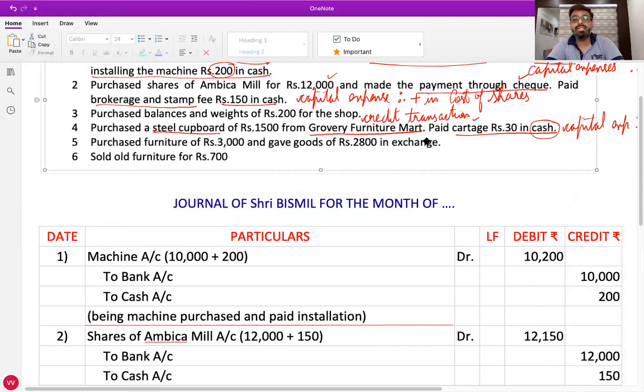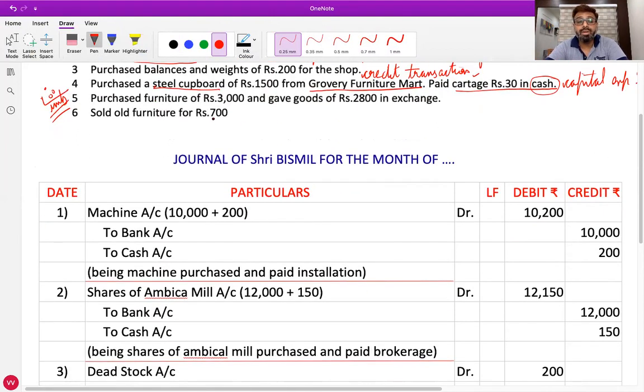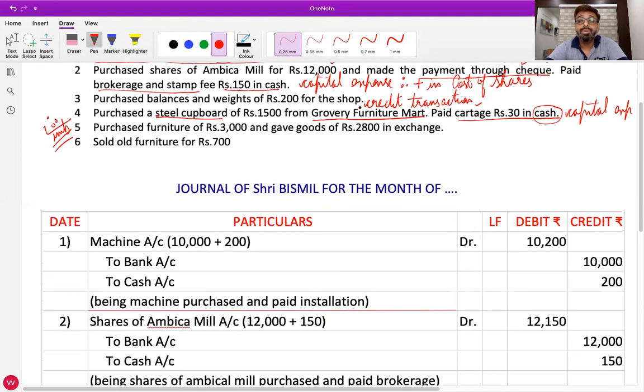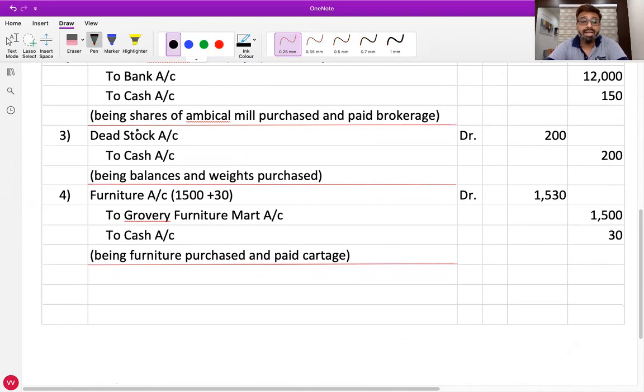Now, purchased furniture of 3000 and gave goods of 2800 in exchange. Mark this as an important transaction. In this exchange transaction, we always have to record the value of goods only. We are giving 2800 of goods, so we will consider the cost of furniture for us is 2800 only. I'll make you write it as a note separately.